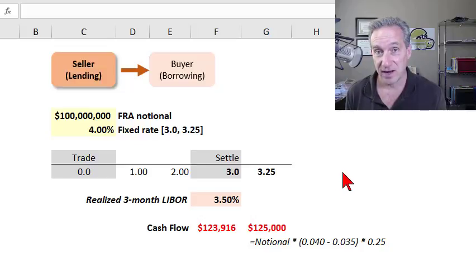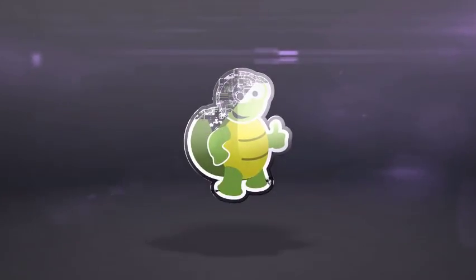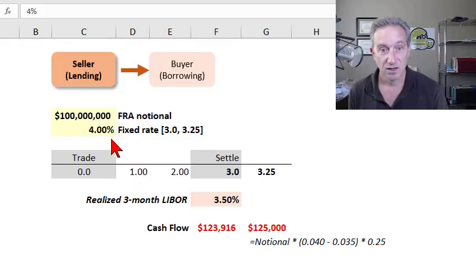I'd like to briefly illustrate how the forward rate agreement provides a hedge to either the seller of the contract who's looking to lock in a fixed lending rate, or the buyer of the forward rate agreement who's looking to lock in a fixed borrowing rate. So here I'll look at the forward rate agreement from the perspective of the seller who's looking to lock in a fixed lending rate. Their counterparty in this forward rate agreement, which is a derivative contract, is the buyer who's looking to lock in a fixed borrowing rate.